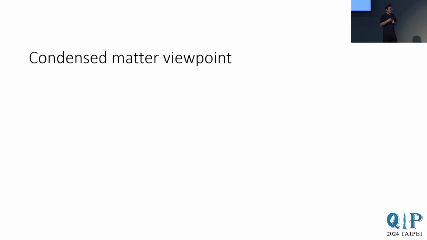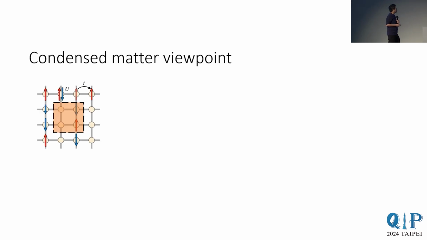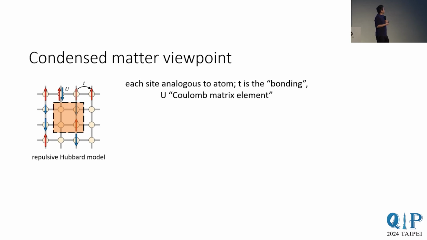Okay, the classic condensed matter way of viewing this is also useful. And in the condensed matter viewpoint, it's best described in terms of models. So we'll talk about the Hubbard model. And so all the terminology I was using just before can be understood in the Hubbard model by understanding that each site in the Hubbard model is just an atom, right? So each is one atom. And then the T term in the Hubbard model is the bonding, right? This is related to the splitting of the valence orbitals. And U is the Coulomb matrix element.